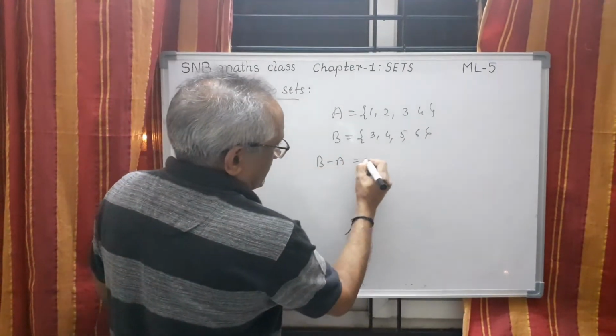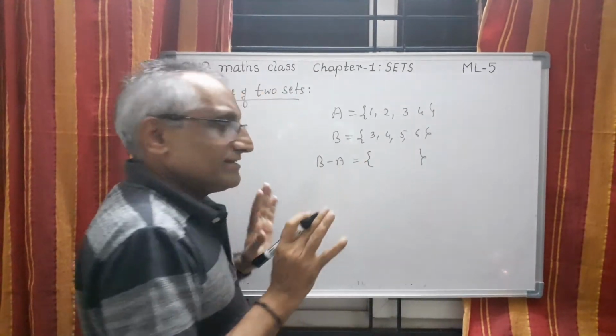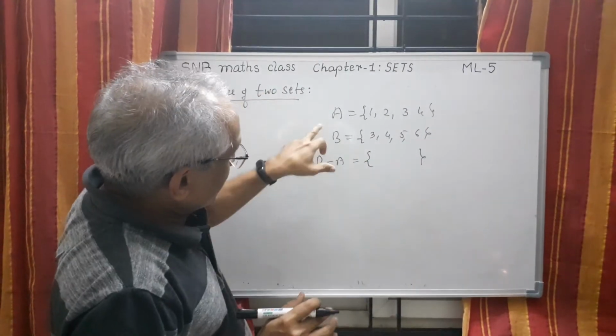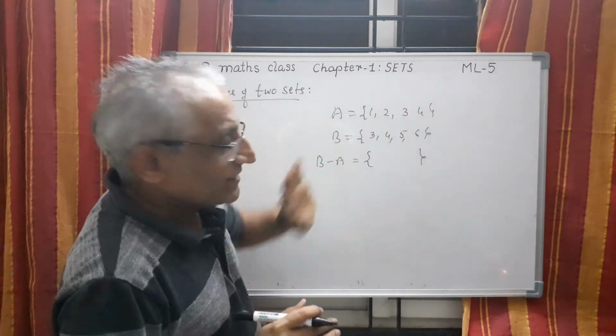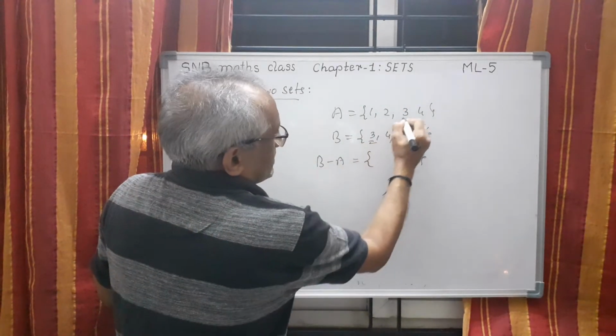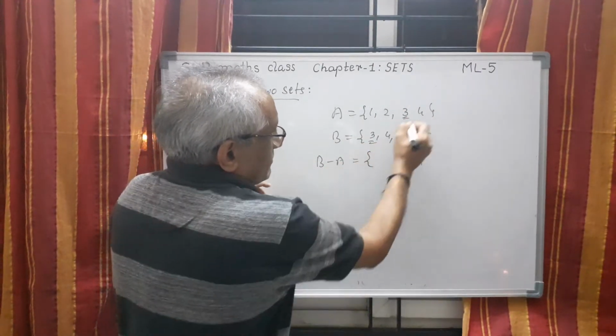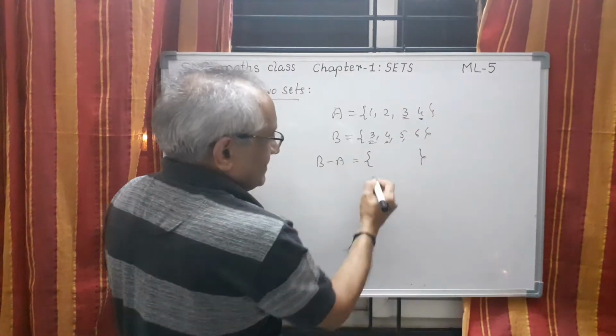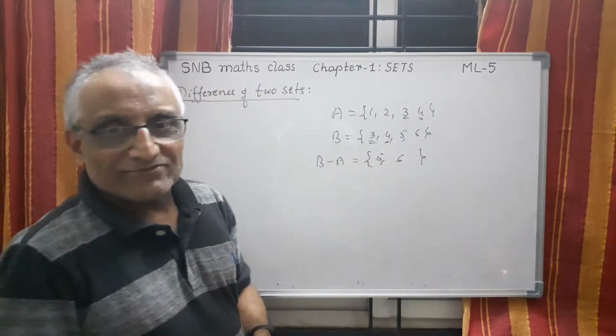I will not show it in detail, I will just directly write. B minus A means B: 3 is here, 3 is there, so I cannot write it. 4 is here and 4 is here, so I cannot write 4 also. What is remaining? 5 and 6. So this is very simple.